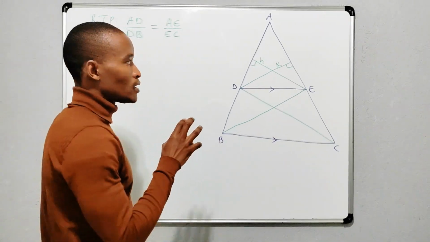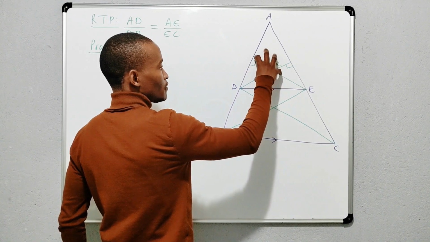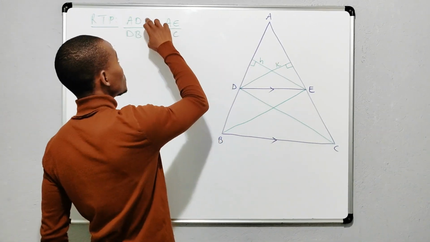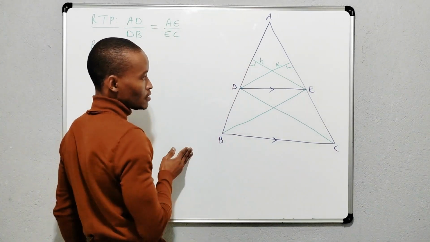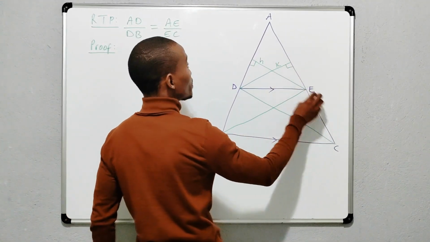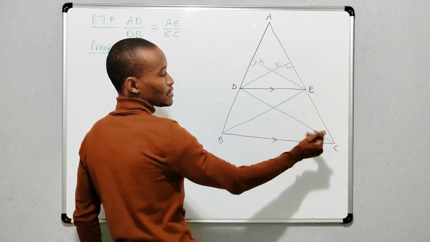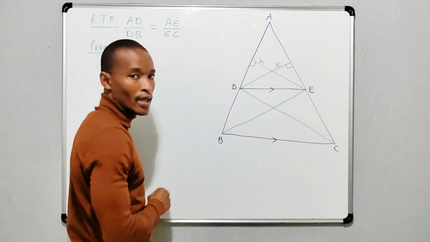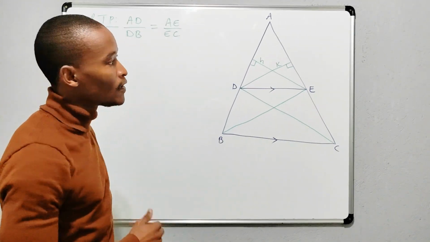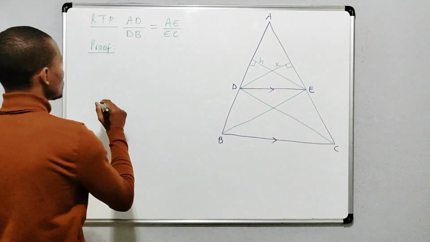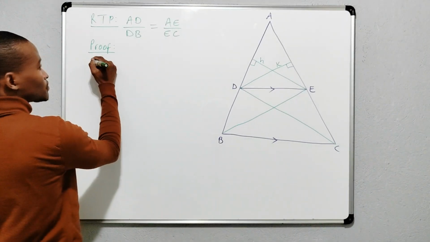So by the looks of things, we're going to have two triangles that will allow us to talk about this ratio on this side. We're going to have two triangles that will allow us to talk about the ratio on that side of the triangle. What is a common triangle? This one, ADE. Okay, so let us start the proof.